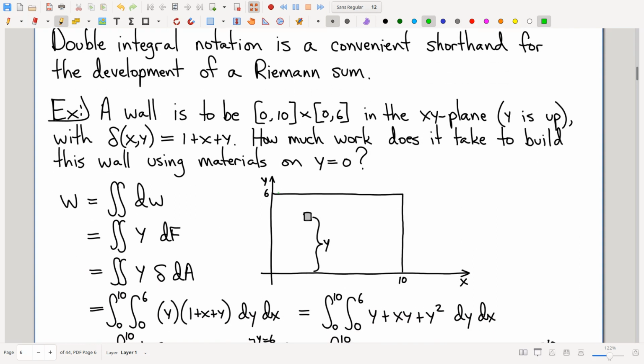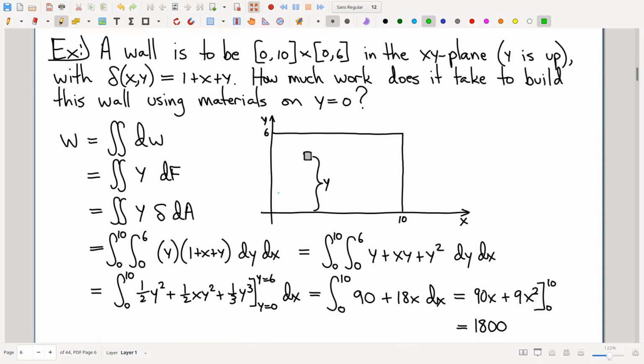Okay, so last observation real quick is about just one more application, and the world's your oyster. Now that you have double integrals as a tool, let's compute the amount of work that it takes to build a 6-foot high wall that is 10 feet wide, where the weight of the materials per unit area on the wall is given by some function.